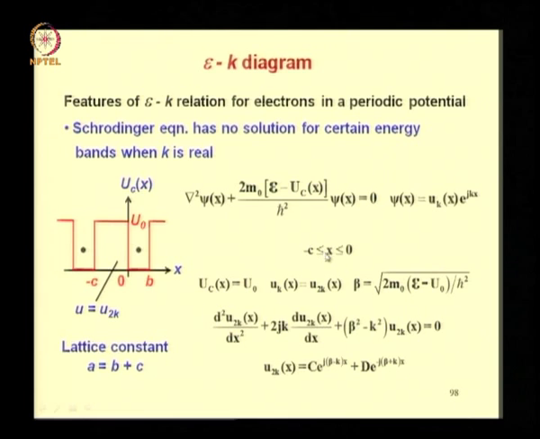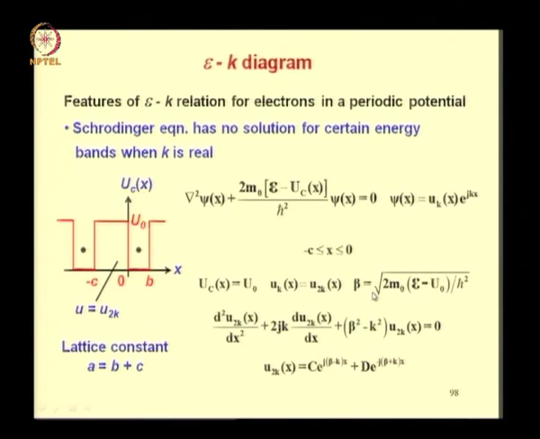If you do a similar solution for x lying between 0 and minus c, that is this region, here your potential of x is equal to u naught. So this u naught is the value of the crystal potential in this region. The Bloch function is u2(x). Now we define a parameter beta, which is different from alpha in that instead of energy for alpha you have energy minus u naught, which is the potential here.